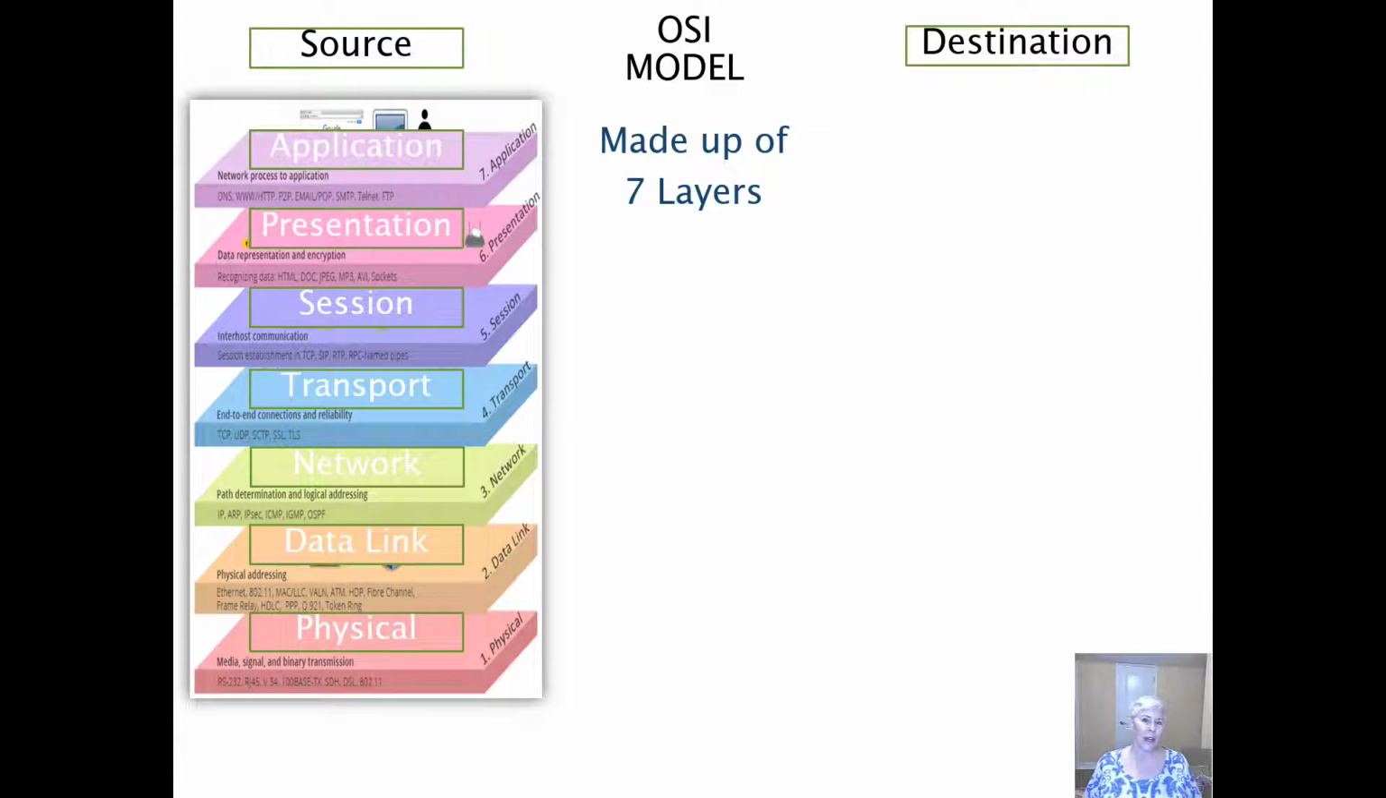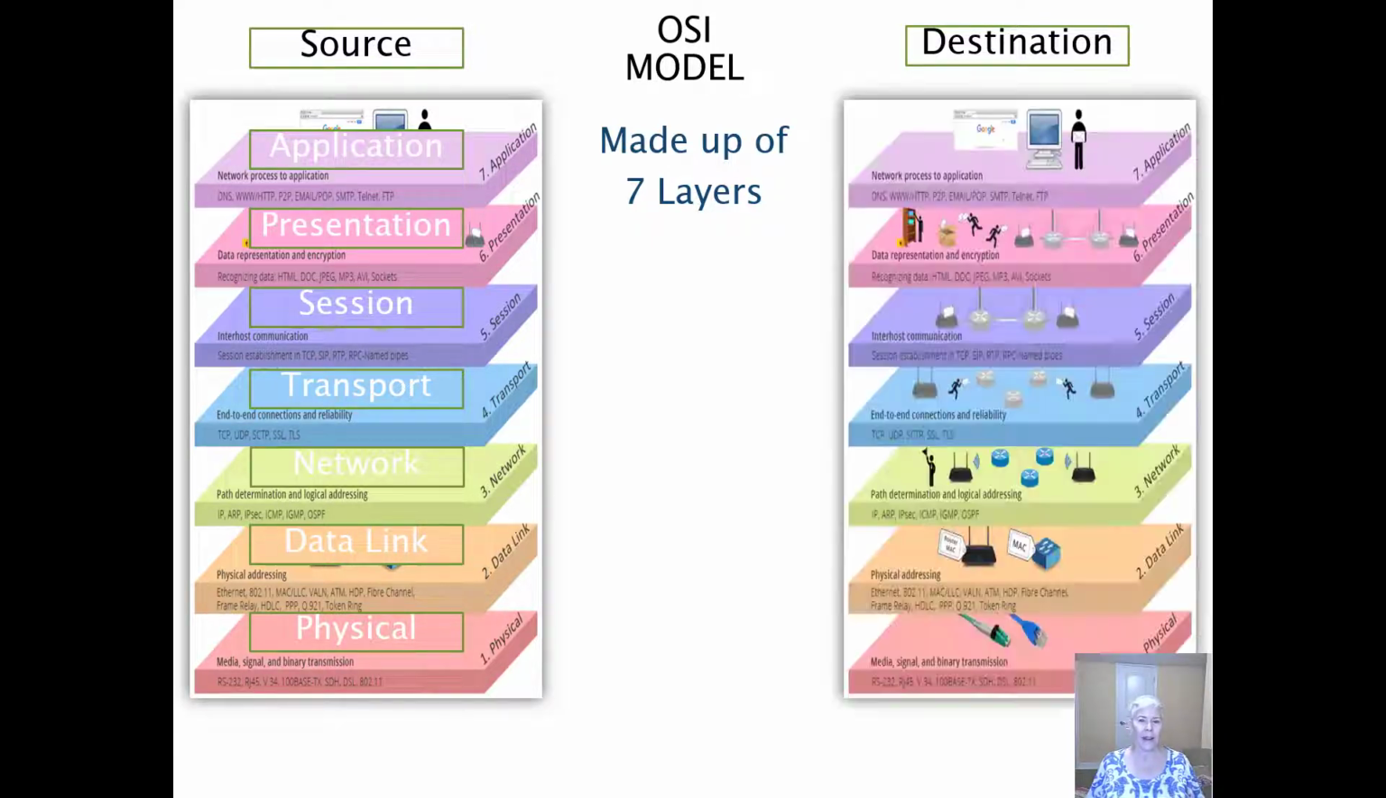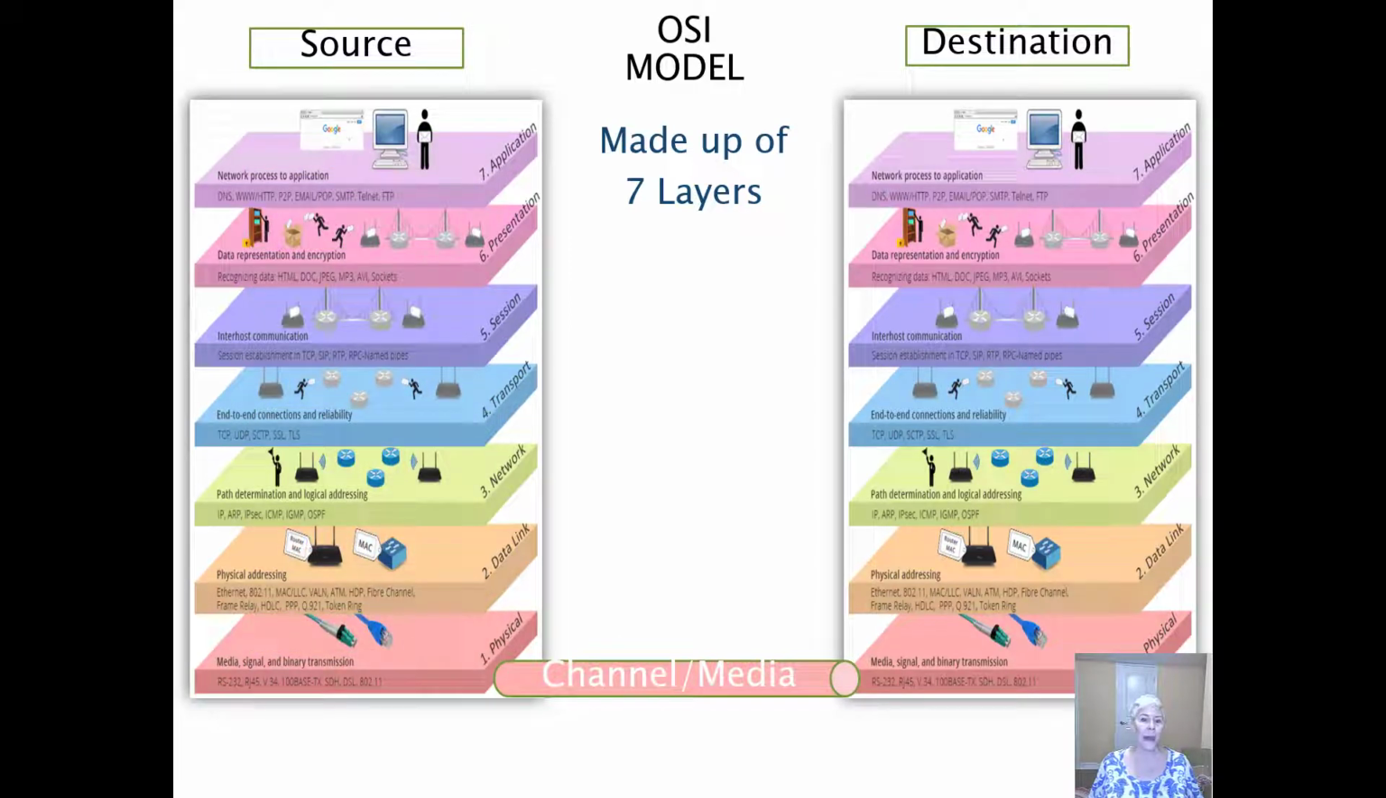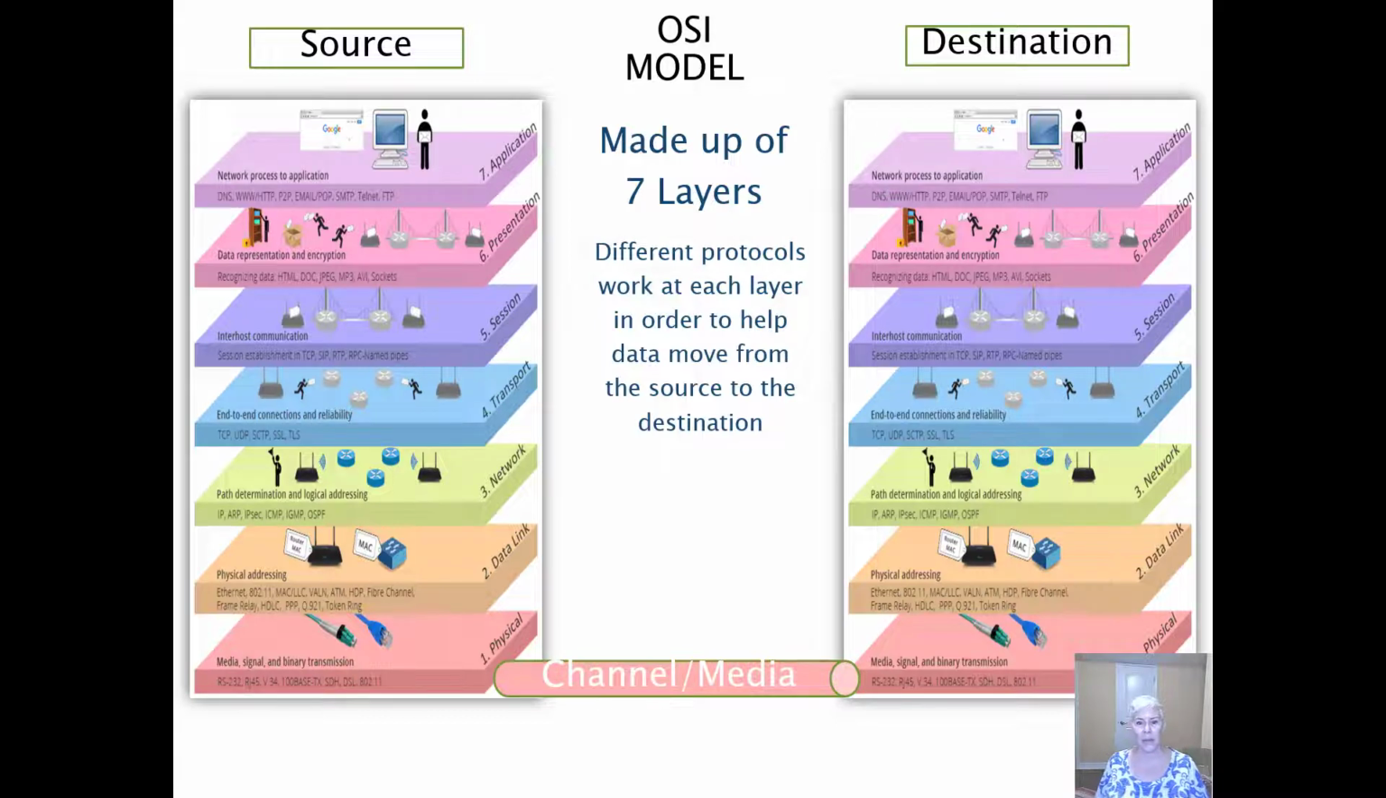At each layer, something different happens. And I typically talk about things from the top layer down. And again, I think of it in terms of maybe setting up or creating an email, and I'm going to interact with the application layer to start to type and write out that email. Different protocols work at each layer in order to help the data move from the source to the destination.